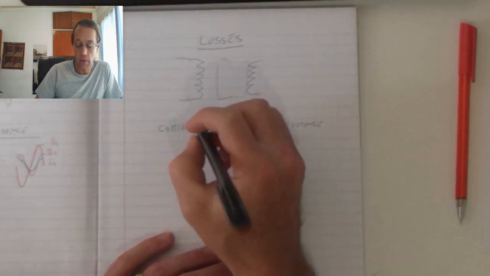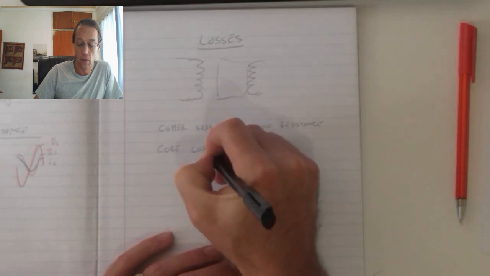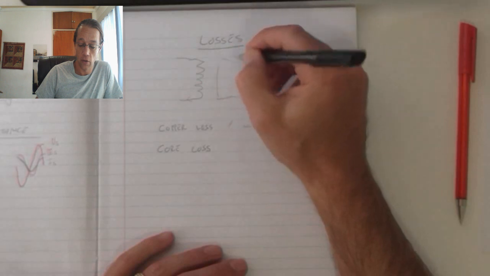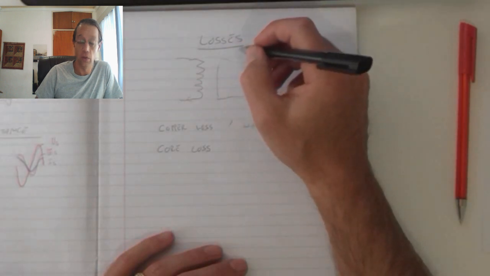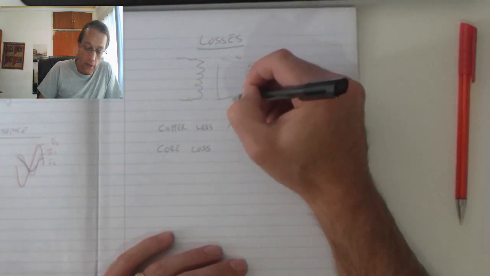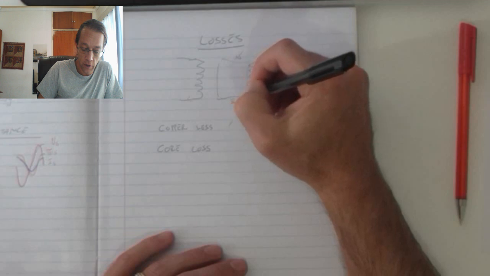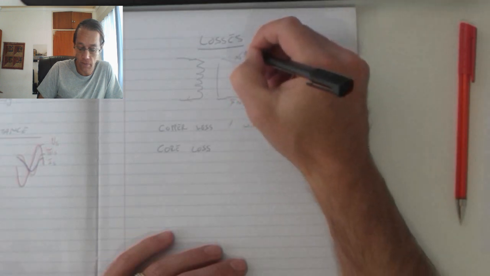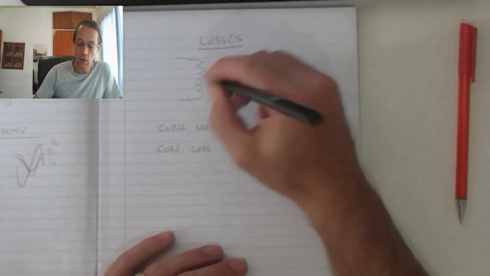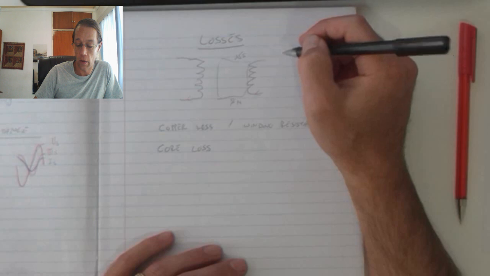The second type of loss is core losses. Core losses are because of the soft iron core that we are using. Now this causes two problems. Number one, it becomes magnetized, and then when the polarity changes, that polarity has to be cancelled and it has to become polarized in the opposite direction. This is called hysteresis, because I have to demagnetize and remagnetize that core.